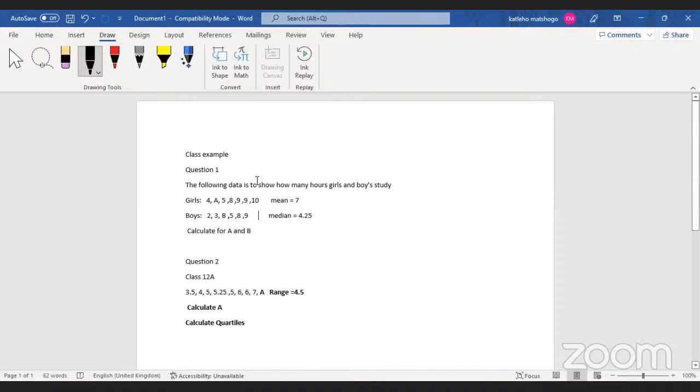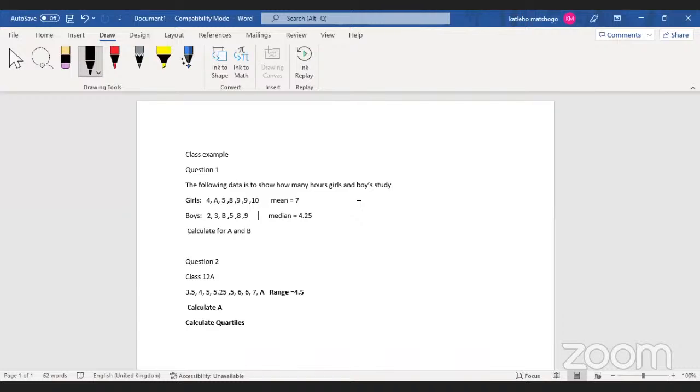The following data shows how many hours girls and boys study. Girls, this is how many hours they study. We have the mean is equal to 7. The boys, they've given us the median. You understand? So it says here calculate A and B. For A and B, we have already been given the mean. So how did we say we calculate the mean? What is the mean?